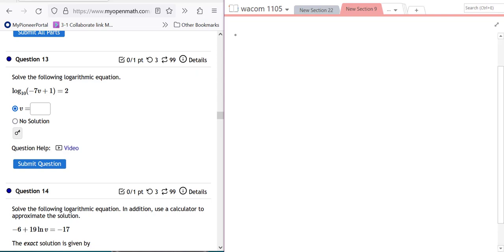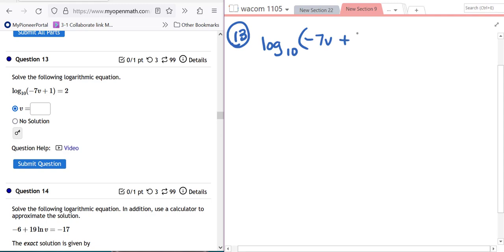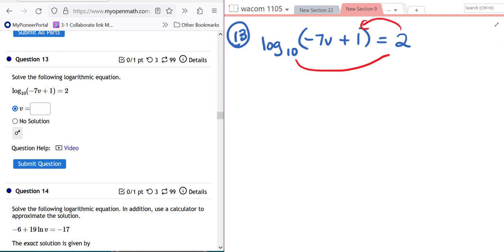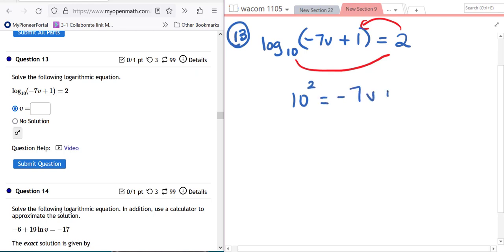All right, so we have log base 10 of negative 7v plus 1 equals 2. This kind you're just going to change the form to be able to solve it. Remember, you do a spiral around the equals starting at your base. So we will get 10 squared equals negative 7v plus 1. Now you have a plain equation.